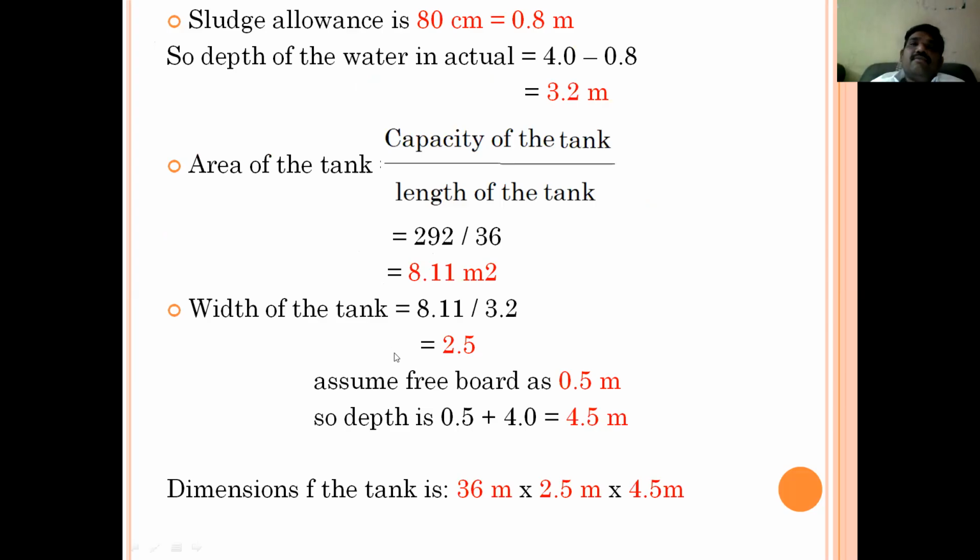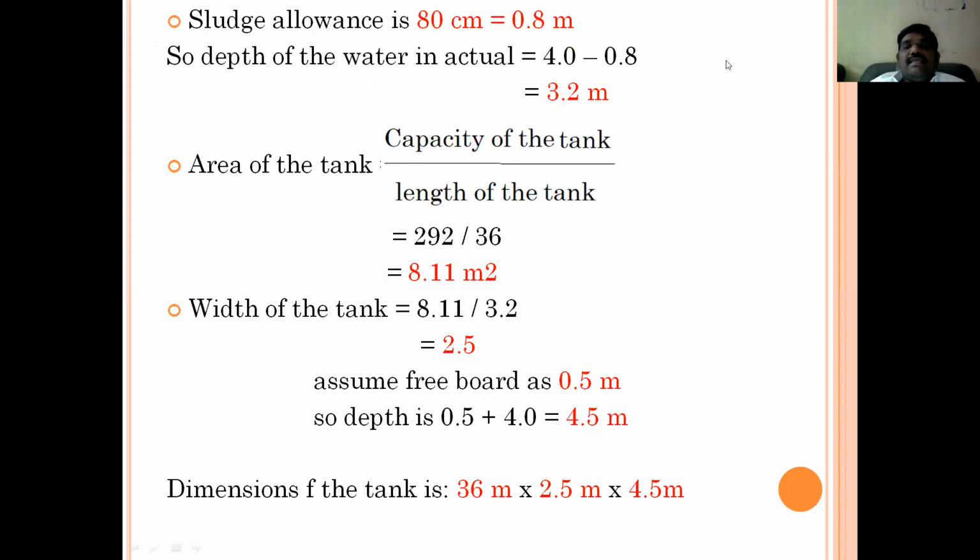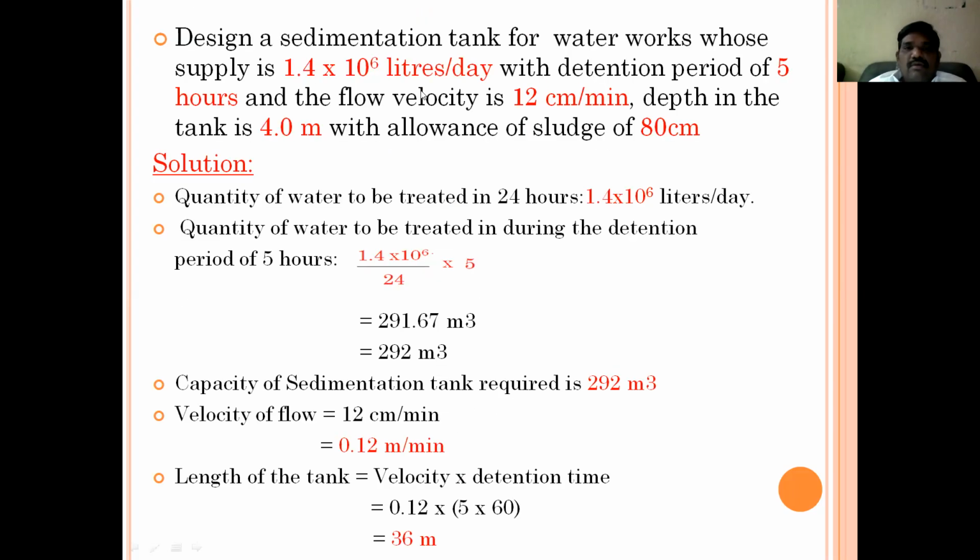We'll go to the next table. Sludge allowance. They allowed the sludge for up to 80 centimeters. That means again the centimeter is converting into meters. We got 0.8 meters. So depth of the water in actual, what is the depth they are given? Depth in the tank is 4.0 meters. And in that depth, they allowed 80 centimeters for sludge. They given the value.